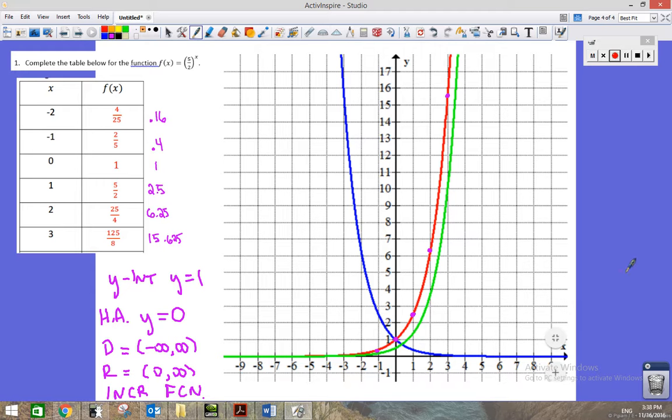So there's a lot that I can tell when I have the graph of a function. There's a lot of properties. It doesn't have any x-intercepts because the horizontal asymptote is y equals 0. So it never touches the x-axis.